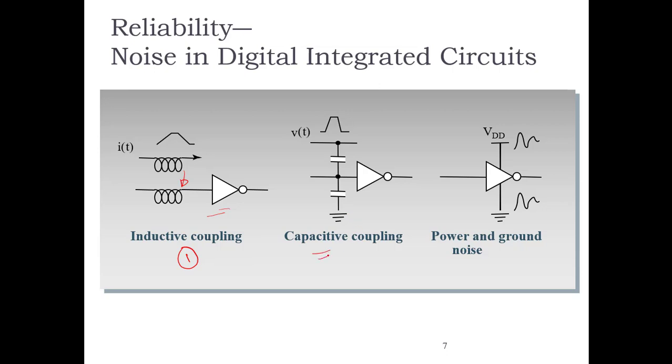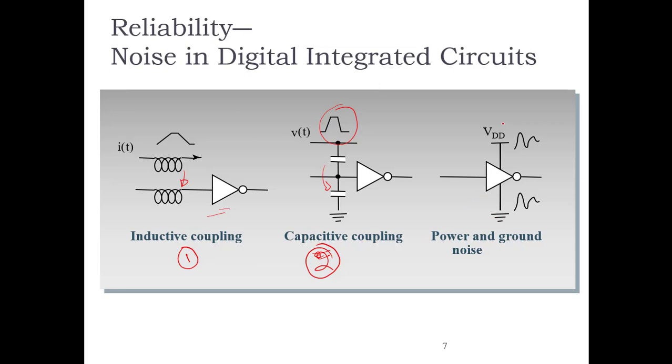Then we have capacitive coupling. This is the second one. So we have a capacitor and the change in voltage occurs, and this capacitor can disturb, for example, this capacitor. So this again can disturb your data.